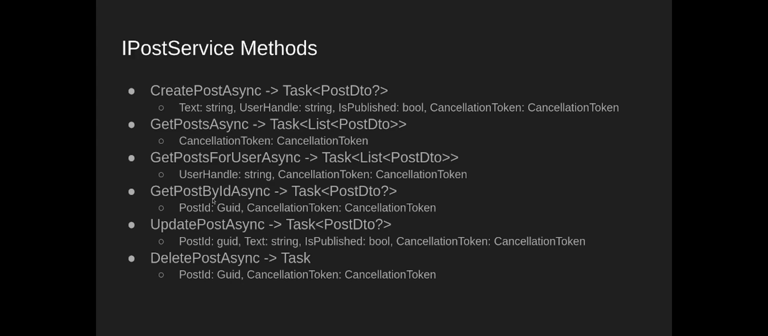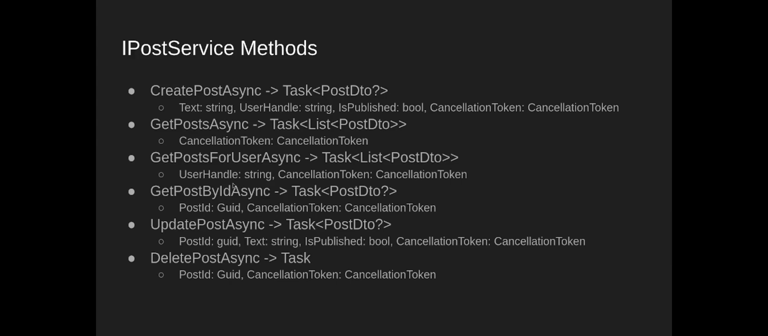And then we want GetPostByIdAsync, and just like our CreatePostAsync, we're going to return a nullable PostDto Task, right? So if we pass in an invalid post ID, we're going to return null here, which is going to be an indicator that, hey, something went wrong, and we'll return a 404 Not Found response. And all it's going to do is take in a postId, which is a Guid, and a cancellationToken.